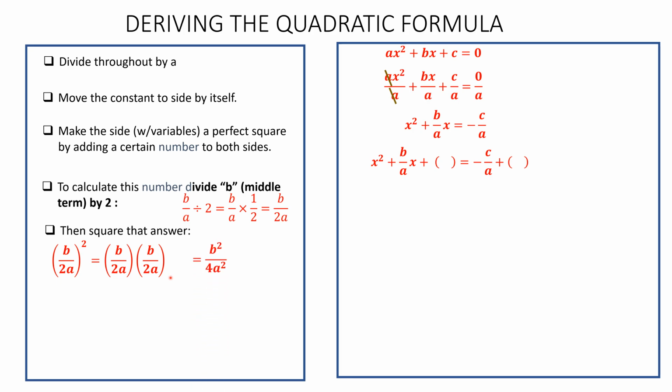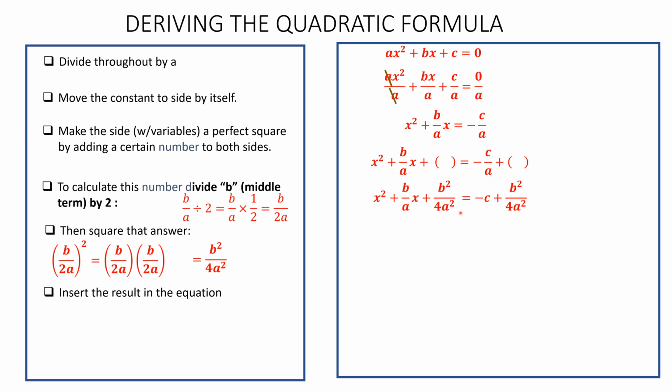Now this term we're going to introduce into the expression here that we have in the bracket, so that is going to replace those brackets. So we have x squared plus b over a x plus the term that we just introduced, which is b squared over 4a squared, which is equal to negative c over a plus b squared over 4a squared. Now because we have completed the square here, we know that this is a perfect square.